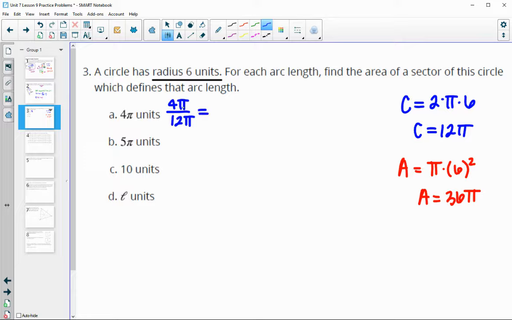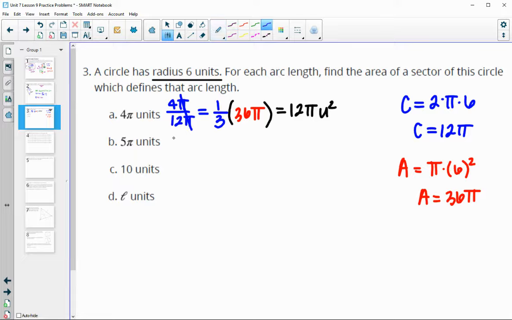So 4 pi over 12 pi, so those pi's will cancel. 4 over 12 simplifies to 1/3. So we have 1/3 of the whole circle. Then we want 1/3 of the area, and the area of the circle was 36 pi. So 1/3 of 36 pi is 12 pi. So 12 pi units squared would be the area of the sector associated with this arc.